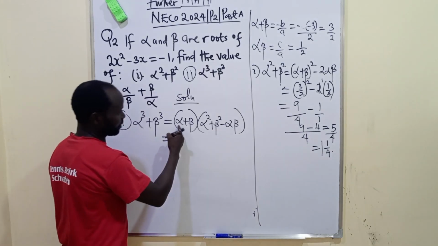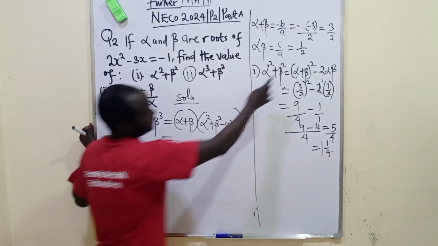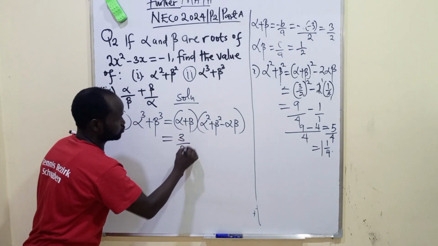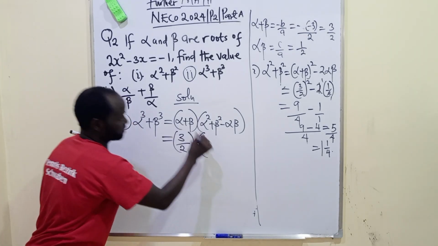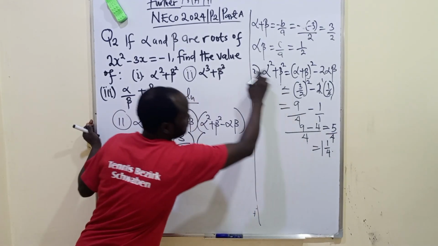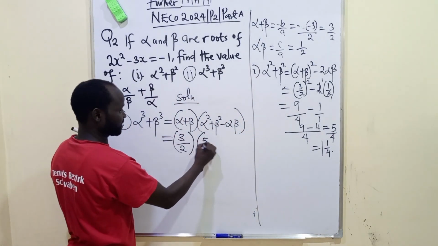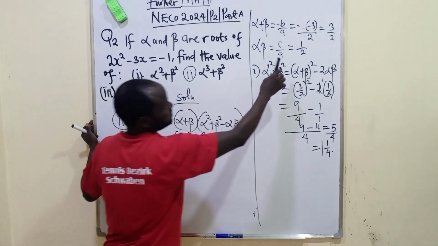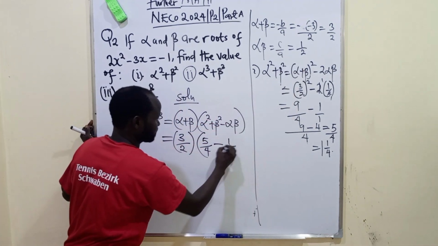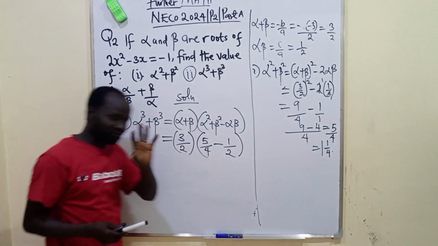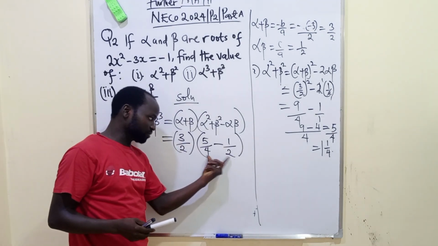Okay, so we know our alpha plus beta already as 3 divided by 2. So this will be 3 divided by 2 in brackets times alpha square plus beta square, which is 5 over 4 from Roman numeral 1. So this will be 5 divided by 4 minus alpha times beta, which is half. We close the brackets. So from the knowledge of BODMAS, bracket first, so let's work on this.